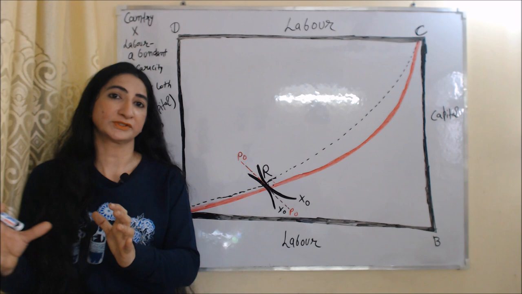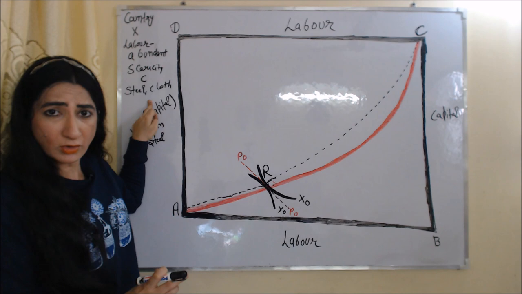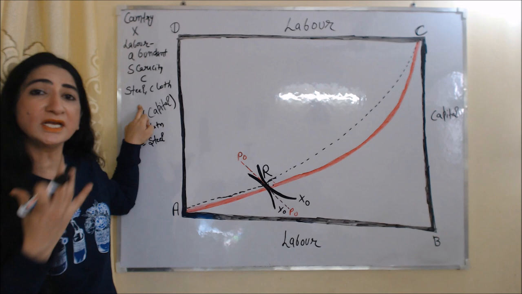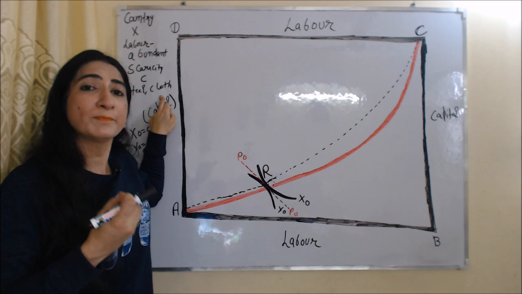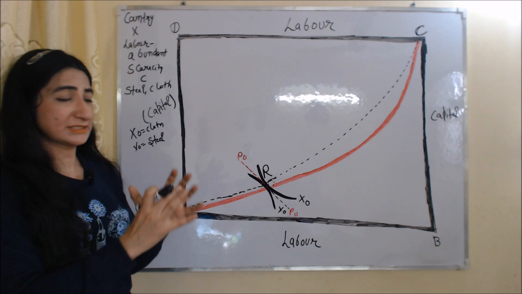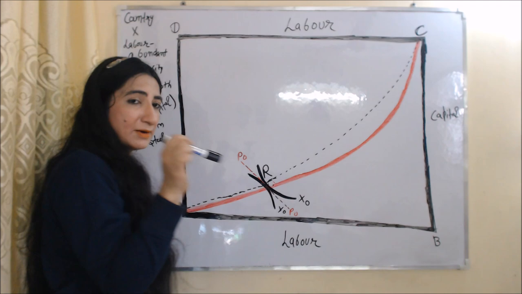And country X is producing two goods. One is steel, other one is cloth. Steel is capital intensive goods, mean for production of steel we need more capital. On the other hand, cloth is labor intensive goods. For production of cloth we need more labor. In this diagram, on horizontal side, on x-axis, on AB and DC we have labor, and vertical side on BC and AD we have capital.